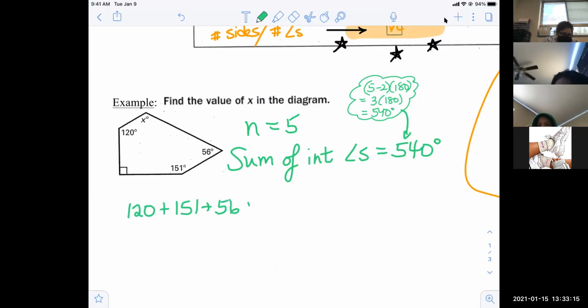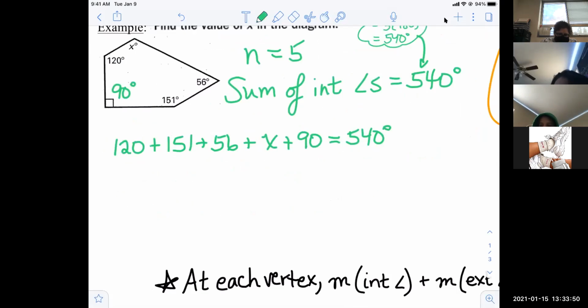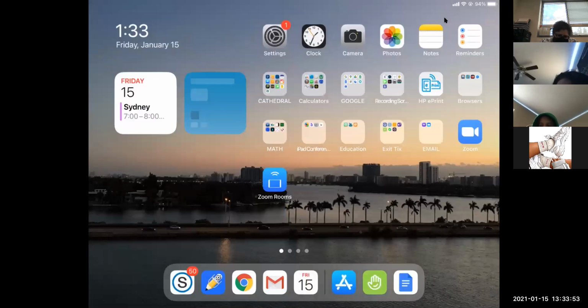Plus 56 plus what? Okay, it's a pentagon, which means there's supposed to be 5 angles. You're missing one. Plus 90. Don't forget about that guy right there. That's 90. I know what you did is you were adding the numbers and then putting the X on there. I would recommend that you go around in order because you don't want to miss any of them. So if you go 120, 90, 151, 56, and then X, you won't miss any of the angles that way. It's going to be the same thing in the end, but that's what I would recommend.